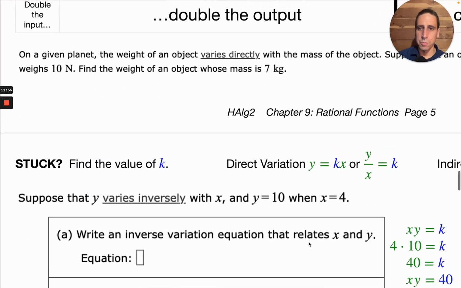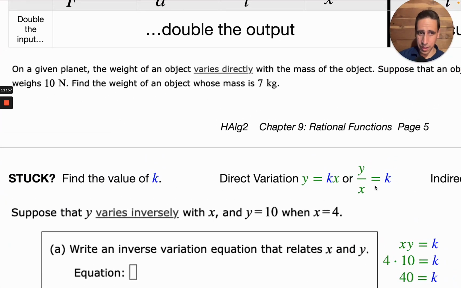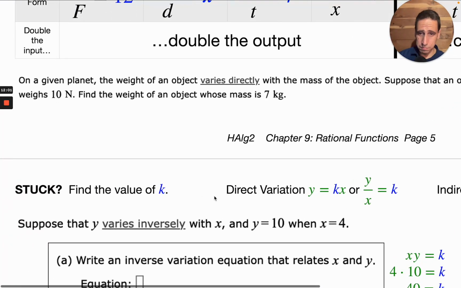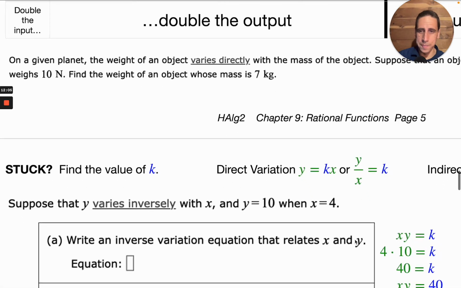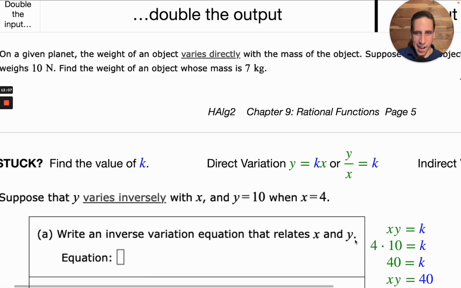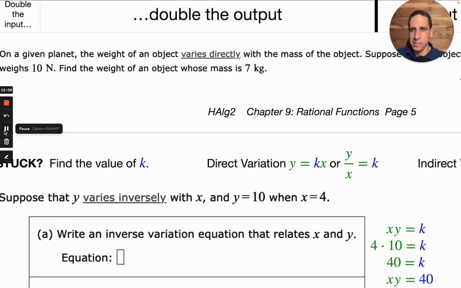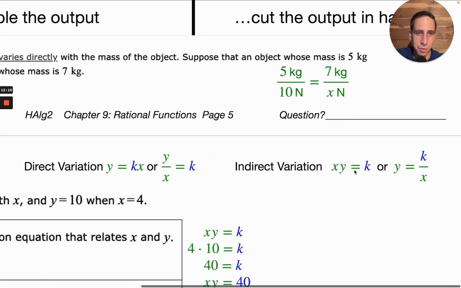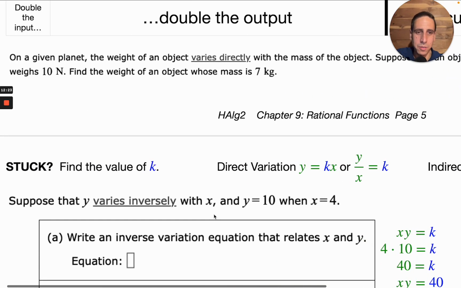So, suppose that y varies inversely with x. All right, so we're using indirect variation. With y equals 10 and x equals 4. I think I'm going to use the inverse variation version just because multiplication is a little easier to work with than division. I'm going to use this version. You could do the entire problem using this one over here. I'm just going to start with xy is equal to k.